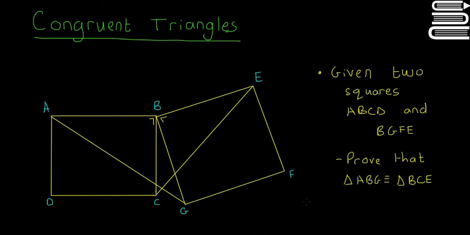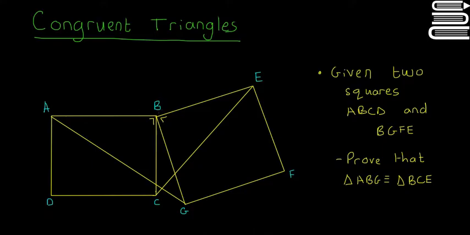So now welcome to our harder example about congruent triangles. This one is quite tricky. Here we have two squares: A, B, C, D, and then the square B, G, F, E. Also, we have these triangles that are set up between them. So we have B, C, E, this one here, and then we have the triangle A, B, G.